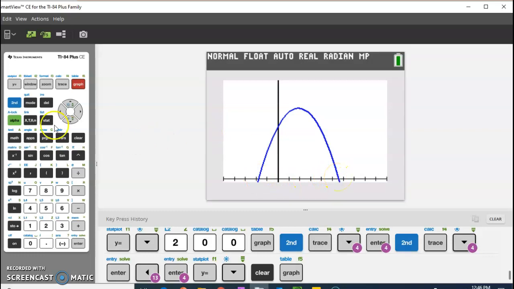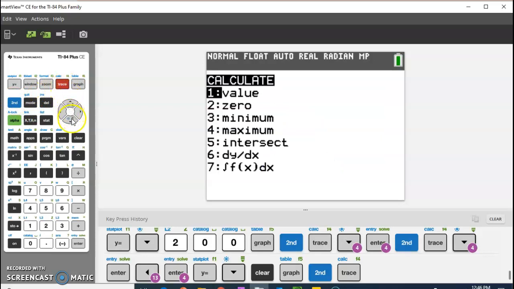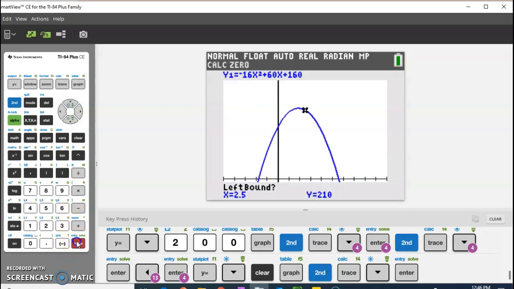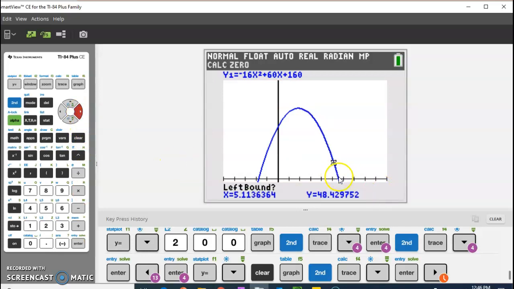So I'm going to go to second trace. This time I want the 0, because I'm looking for when it hits the x-axis, x-intercept. And it wants to know if it's to the left of that point. It is. I'm just going to get a little closer to it. So notice here's my x-intercept, and I'm to the left and above.